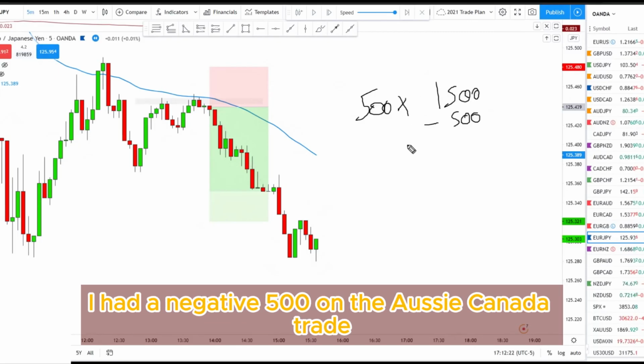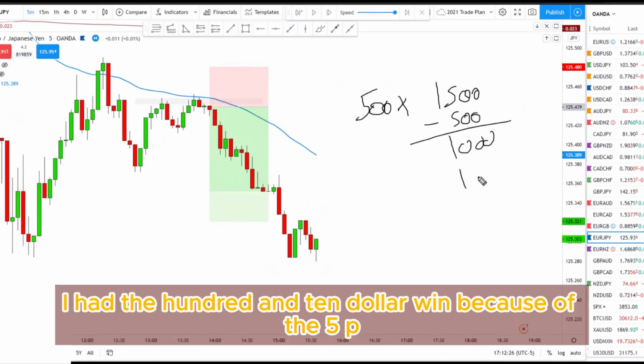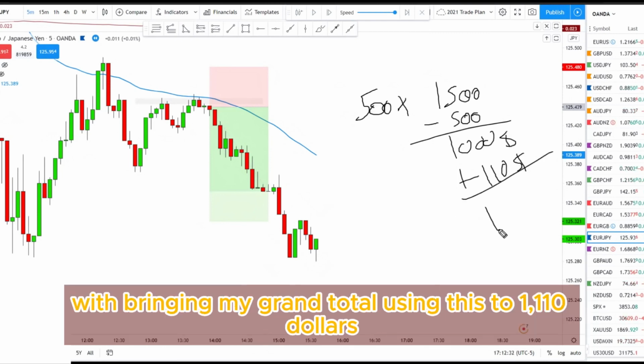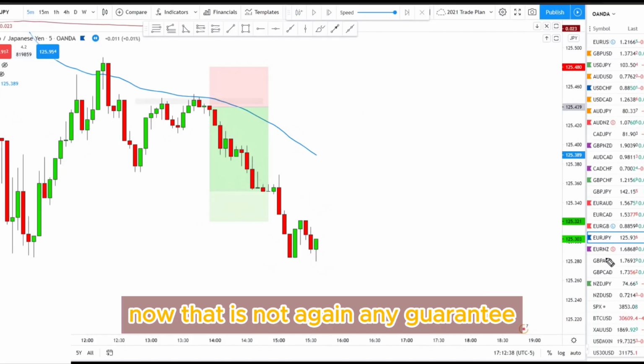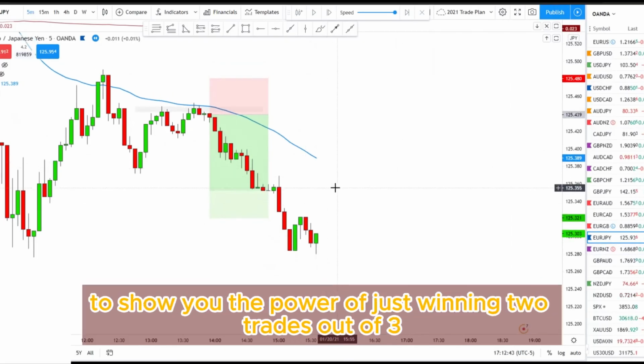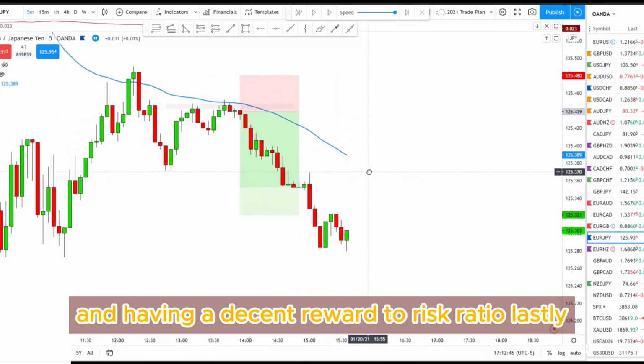I had a negative 500 on the Aussie Canada trade, bringing me to 1,000. Plus, I had the $110 win because of the 5 p.m. candle on the Cat Swiss, bringing my grand total using this to $1,110. Now, that is not, again, any guarantee. I just wanted to add it up on the screen to show you the power of just winning 2 trades out of 3 and having a decent reward to risk ratio.